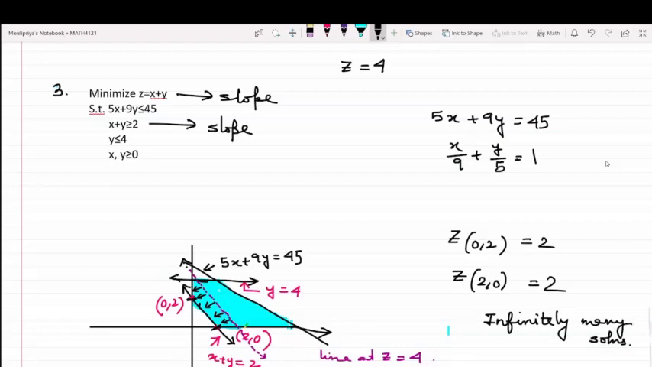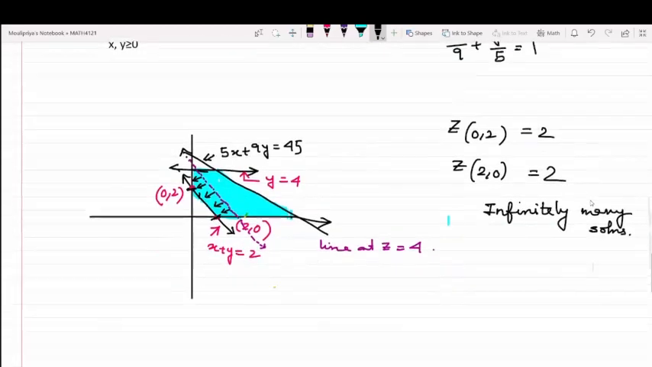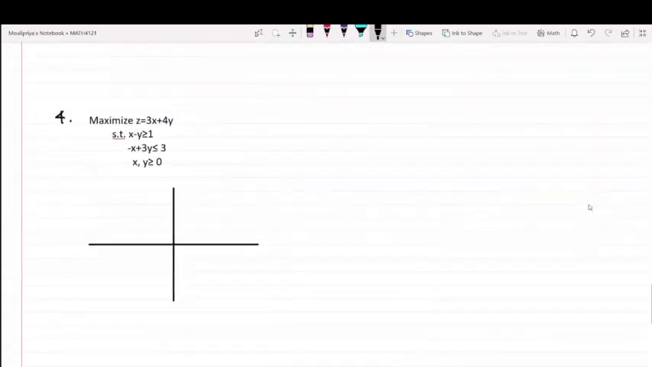So the first two problems were cases where we got a unique solution. The third one is the case where we are getting infinitely many solutions. Let us move to the fourth case. We need to maximize. The objective function is given.